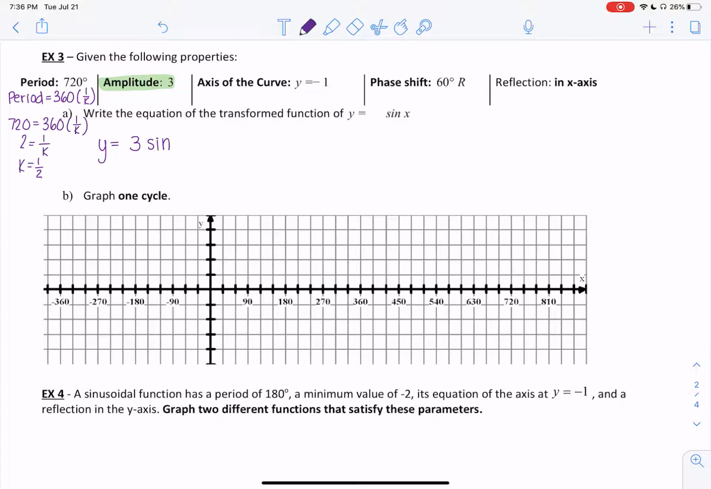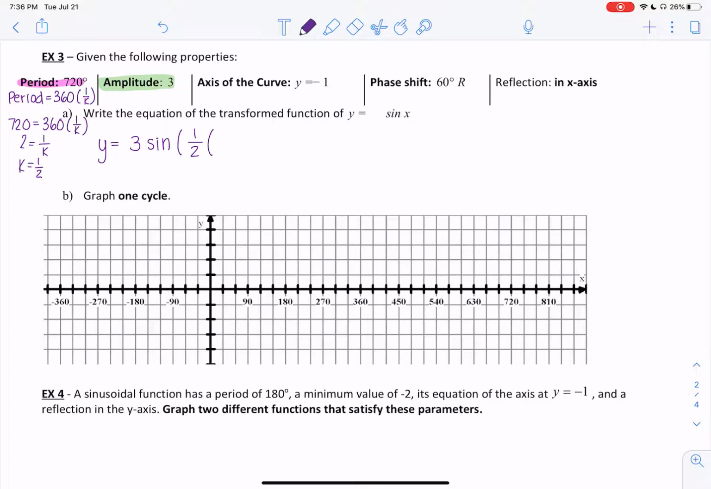So those are always going to be your steps for finding k. That will give us our k value from the period over here, and that's how you get it. Oops, I just wrote k instead of writing 1/2. We did all that work to find it.